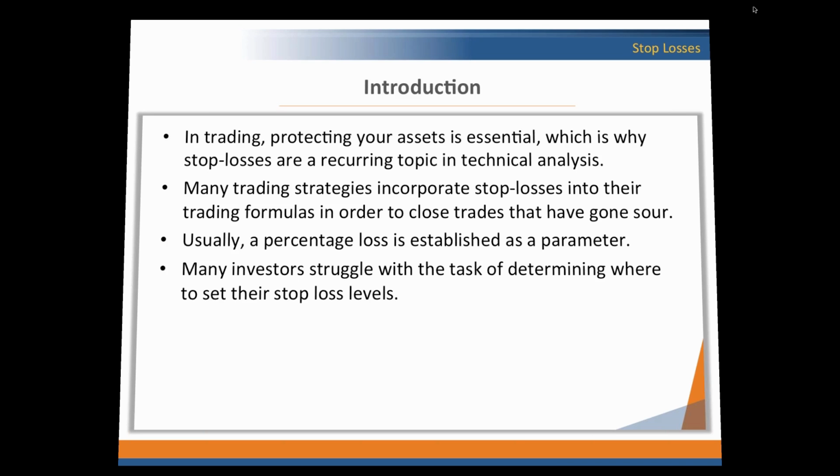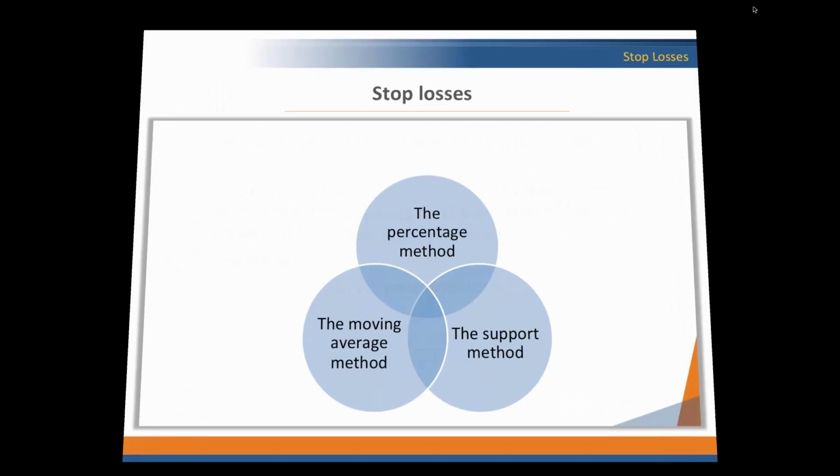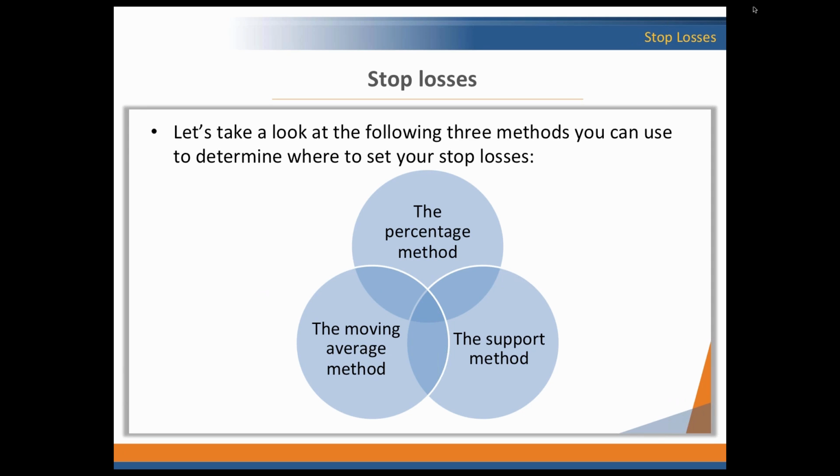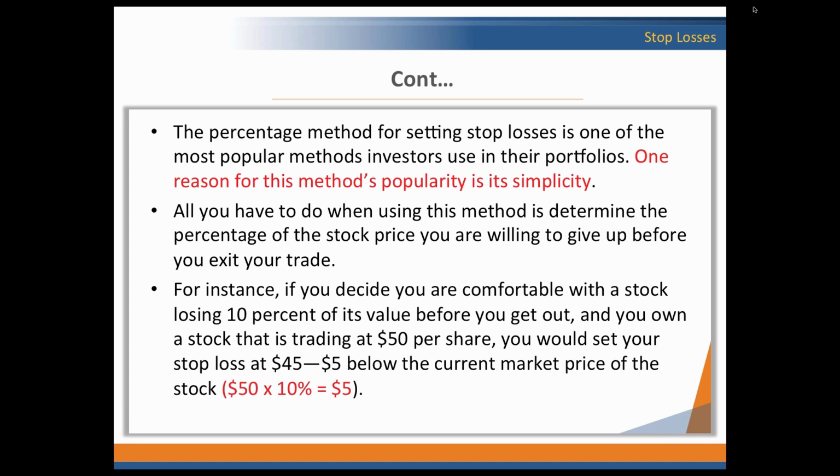There are three basic methods for managing stop losses: the percentage method, the moving average method, and the support method. With the percentage method, you pick a percent that you're comfortable with losing. Whether it's 5%, 10%, 15%, whatever you're comfortable with losing on that stock, you have to commit to it. By committing to it, it is what it is. You have to sell it. And averaging down is not part of the equation.